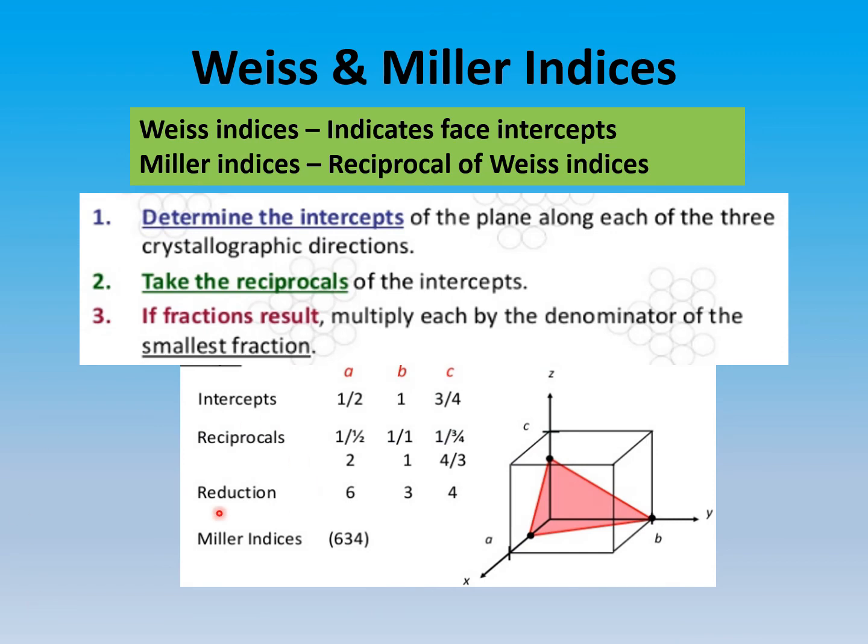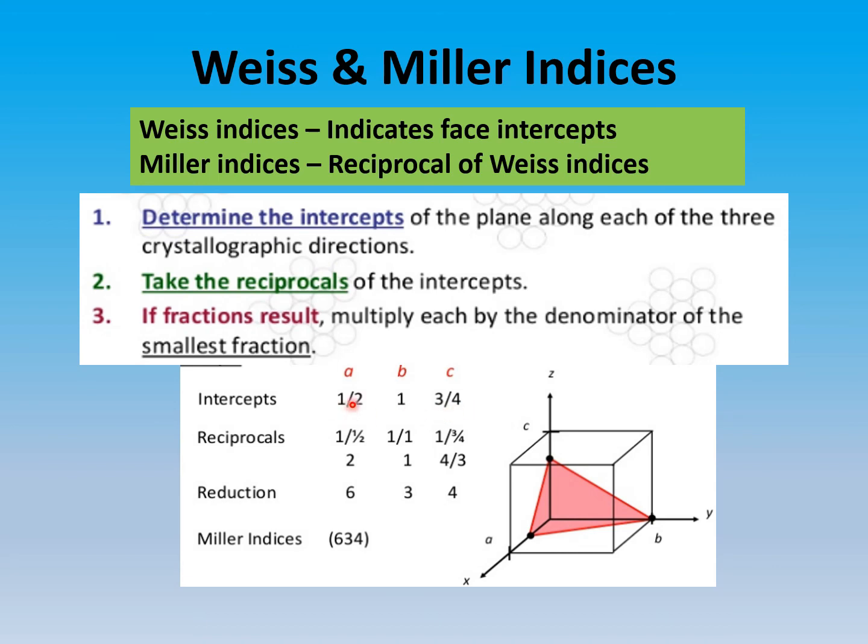I'll show you one example. On the x-axis, the plane cuts at half, so you mention 1/2 as the length of A. Here on B, it is completely 1, so we mention 1. Here, C is not half and not 1, but 3/4. So 3/4 is the C intercept. We need to find the Miller indices for this.